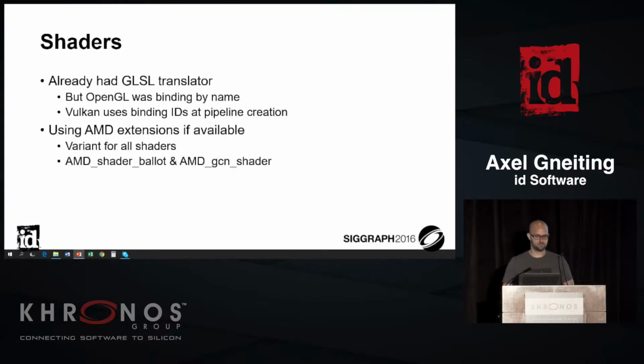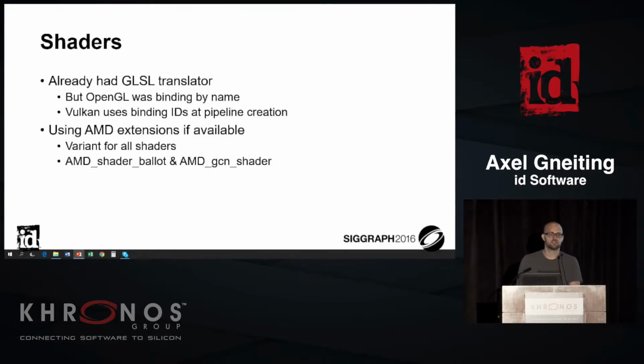For the shaders, we already had a GLSL translator, obviously, for OpenGL. But in OpenGL, we were still doing binding by name, so with shader reflection. And Vulkan requires you to do binding IDs, so we had to retrofit this into our GLSL translator. And on AMD, we actually use extensions. So for all the shaders we have in the engine, we actually create another variant for AMD, which is using AMD shader ballot for scalar optimization.